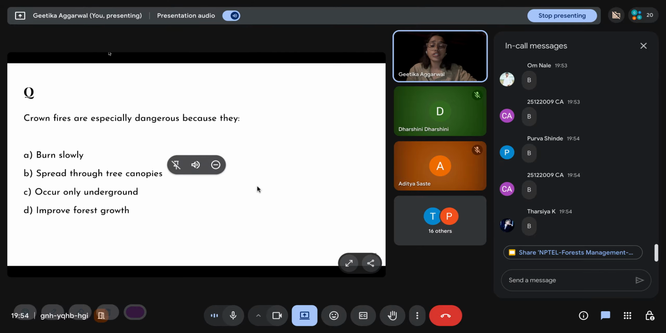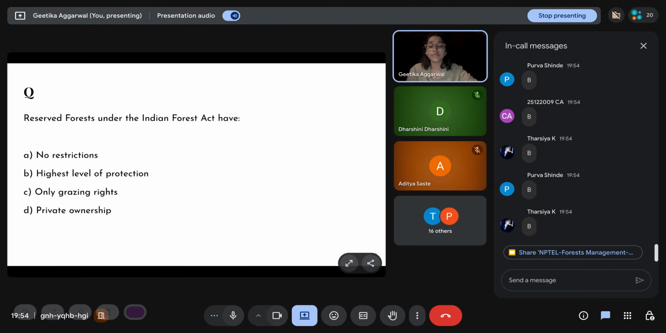Ground fires are dangerous. Why? Because they burn slowly, because they spread through tree canopies, because they're only underground, or because they improve forest growth. So, why are ground fires dangerous? Very good. Ground fires are dangerous because they spread rapidly through tree canopies.